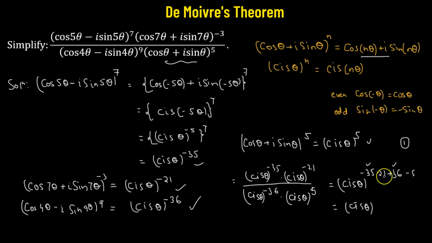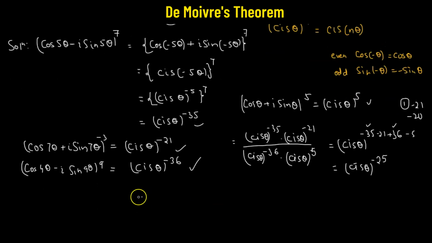Then we have negative 1 minus negative 21, that's negative 20. So negative 20 minus 5 is going to give us negative 25. So our expression will then become cis of theta raised to the power of negative 25, or simply cis of negative 25 theta.